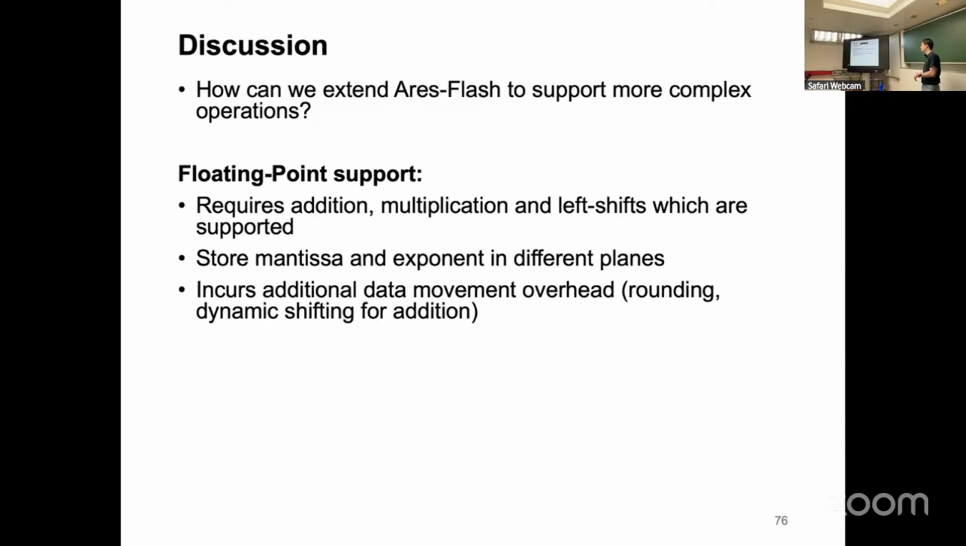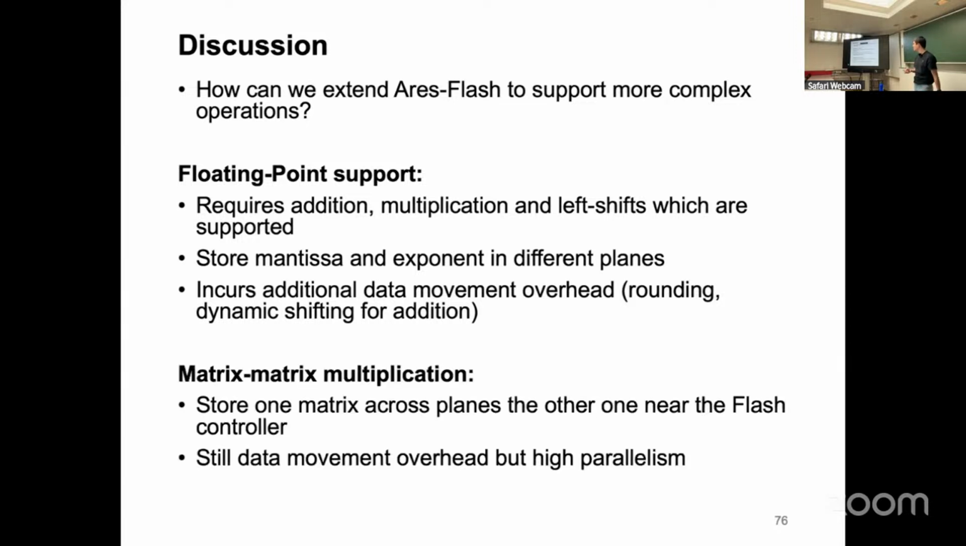However, we would have to check whether we have to do rounding. And for addition, we would also have to have the ability to dynamically shift the mantissas. And for matrix multiplication, I thought we could just store one matrix across the planes and the other one near the flash controller, and we can leverage the high parallelism that Aries Flash provides.